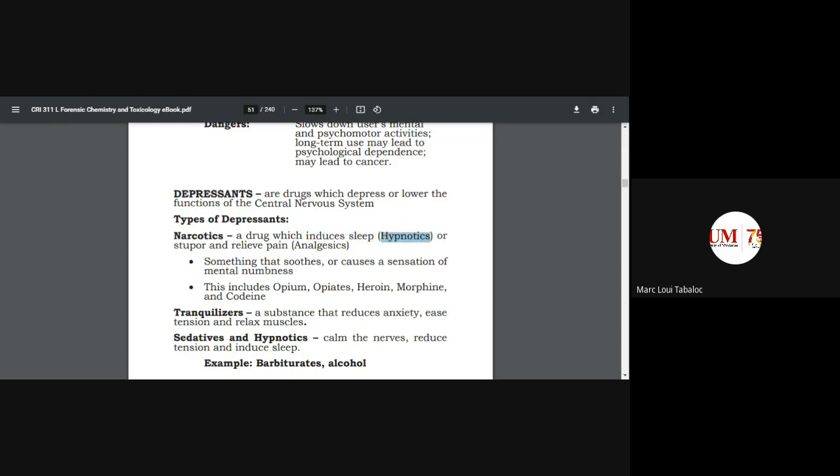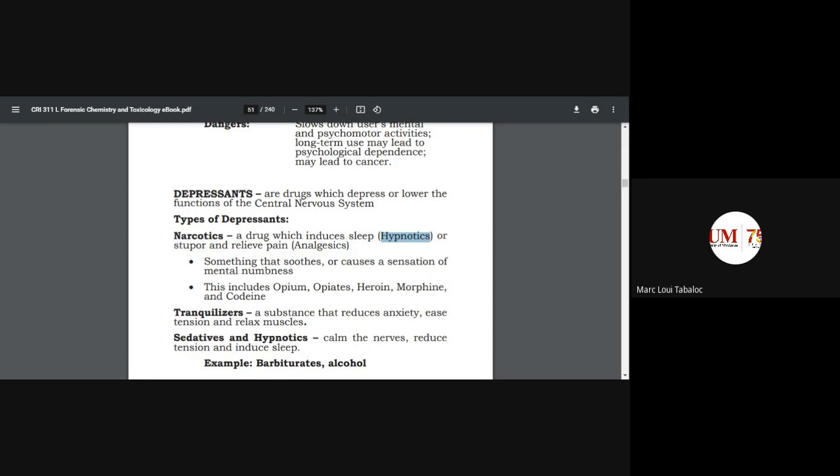Itong mga narcotics, like for example, heroin, morphine, yung mga derivatives ng opium, kasi originally opium yan, tapos naging heroin, morphine, codeine. Itong mga narcotics, of course, nire-relax nito yung katawan. But, of course, when you use this too much or on a daily basis, it might cause even death.